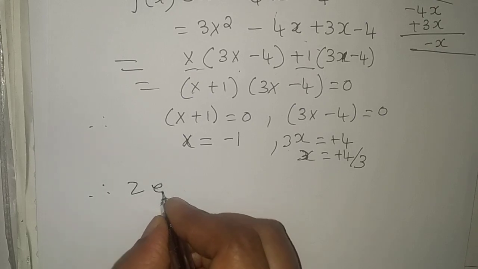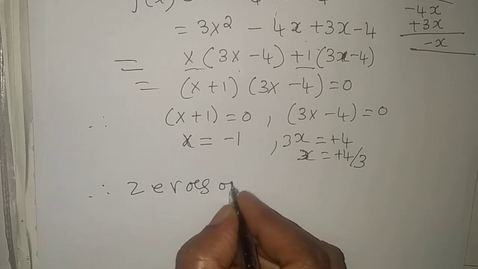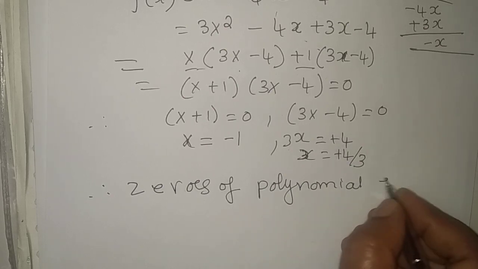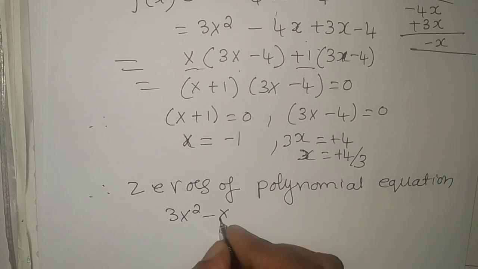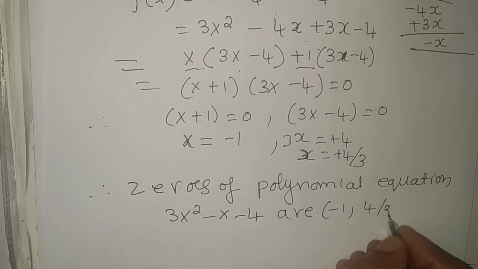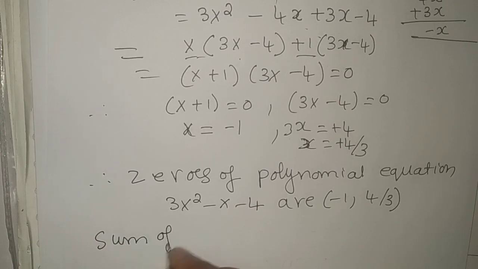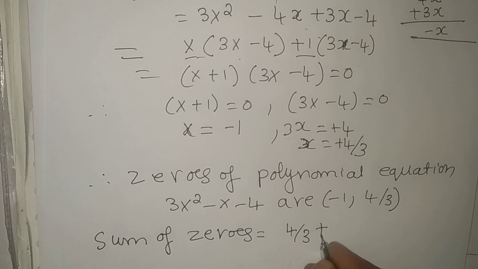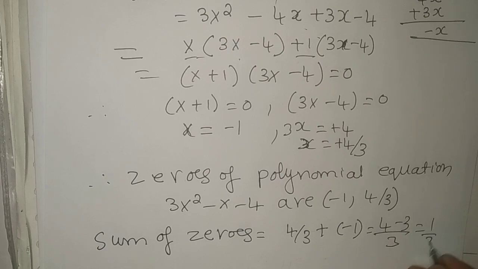Therefore zeros of the polynomial equation 3x square minus x minus 4 are minus 1 and 4 by 3. So now sum of zeros is equal to 4 by 3 plus minus 1, this is 4 minus 3 by 3, which is equal to 1 by 3.